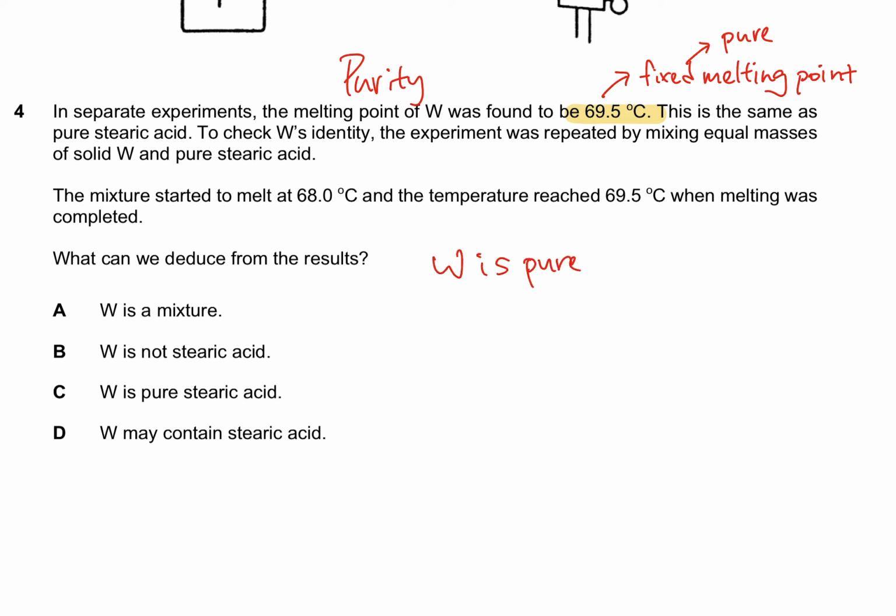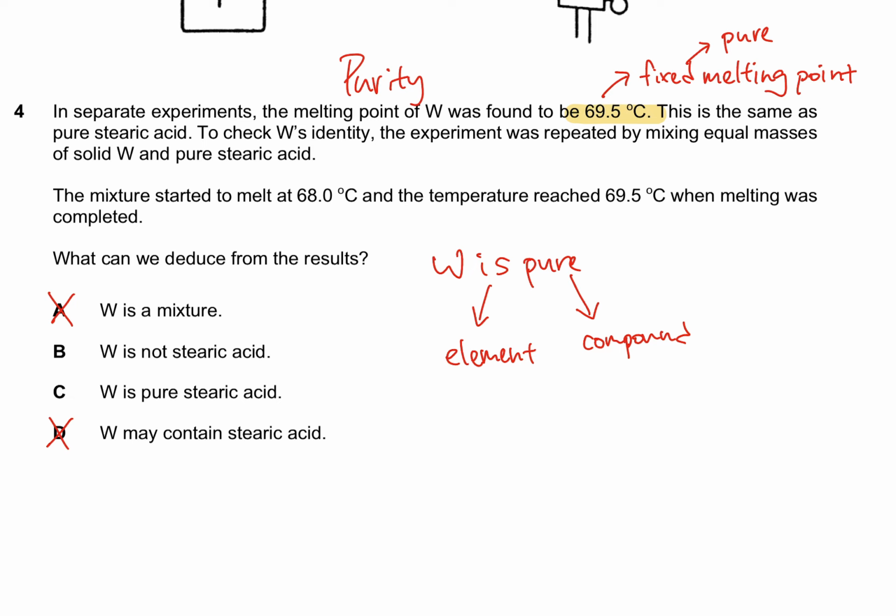And we should know that a pure substance is either an element or a compound. So based on the first line, we can eliminate option A and we can eliminate option D. So W is definitely not a mixture, and this statement may contain stearic acid, because the word contain would mean that it's a mixture. So let's look at the next line.